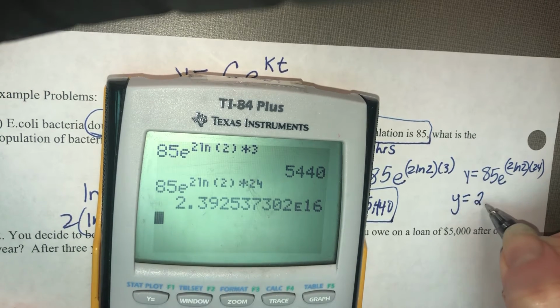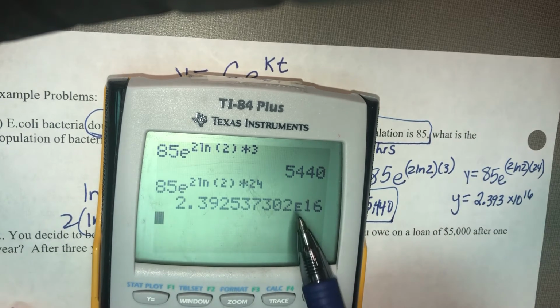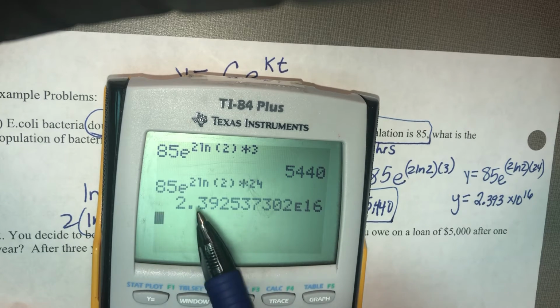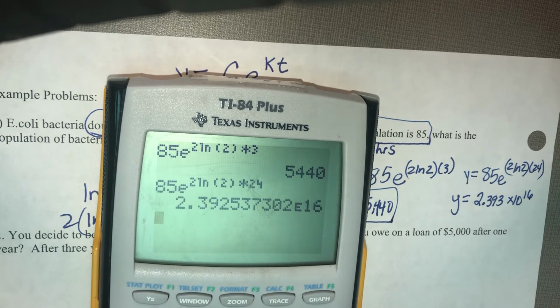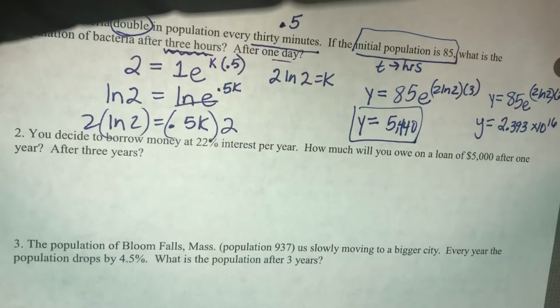Y equals 2.393 times 10 to the 16th power. This e on your calculator means times 10 to the power of whatever number follows it, the 16. And we still want to give 3 decimal places after our decimal, even though we're working in scientific notation. Okay, so that's the end of example 1.